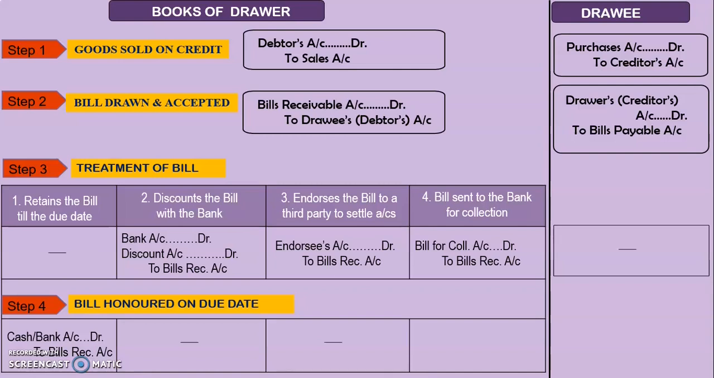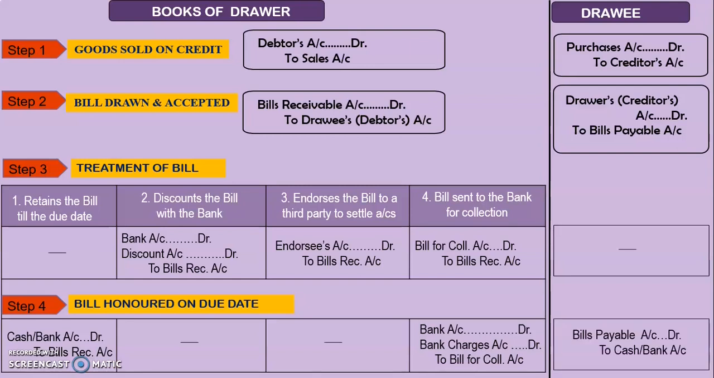So there will be no entry here in this book. When the bill is sent to the bank for collection and honored, the drawer receives the amount and has to pay those bank charges. The entry is bank account debit, bank charges account debit to bill for collection.